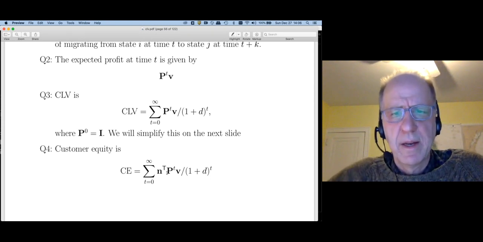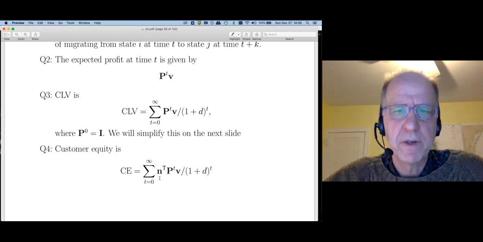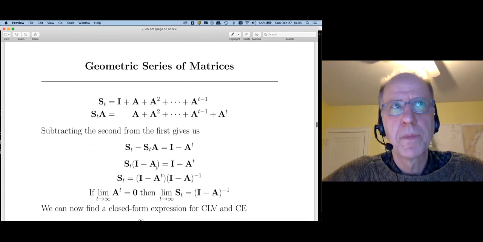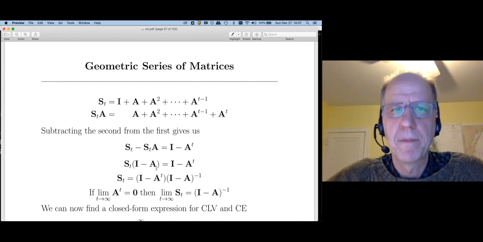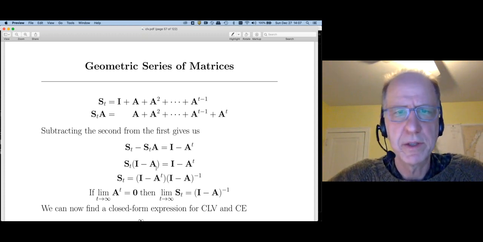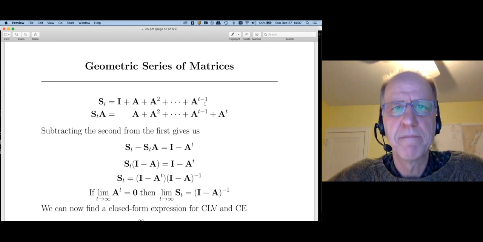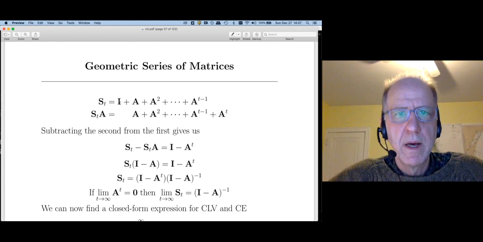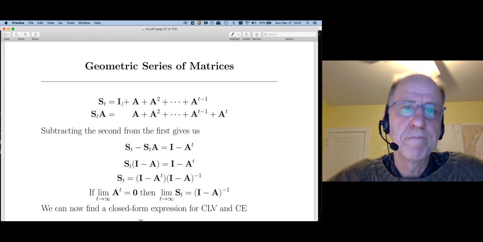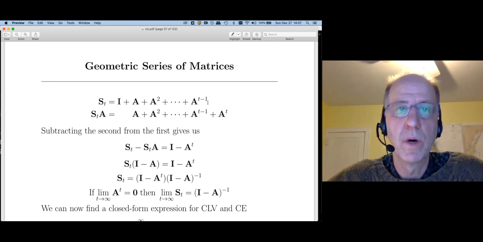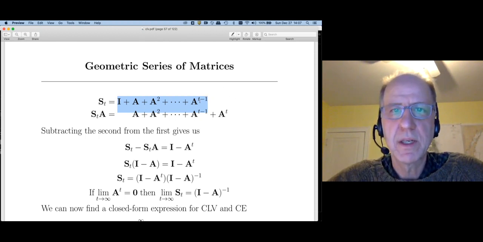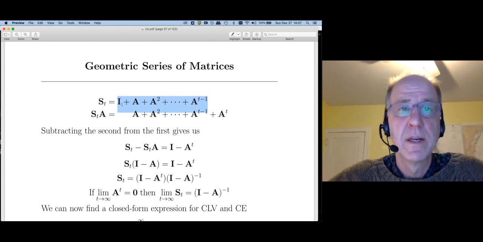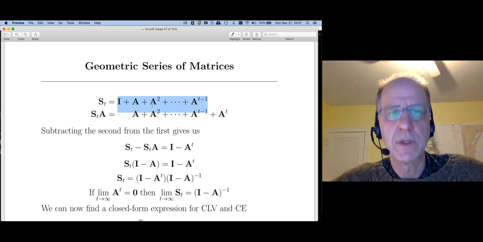Now the question is, how can we simplify this? It's not very nice to have this as an infinite sum. Well, we're going to do exactly the same thing that we did back with the simple retention model when I showed how we could find the sum of a geometric series, but now we have a geometric series of matrices. So let's say that I have some sum of matrices. S sub t is going to be, we're going to think of this as A to the 0 power plus A squared all the way through A to the t minus 1. So think of this as the first t terms. Since we start counting at 0, we go from 0 to t minus 1. This is going to be the first t terms of this geometric series of matrices.